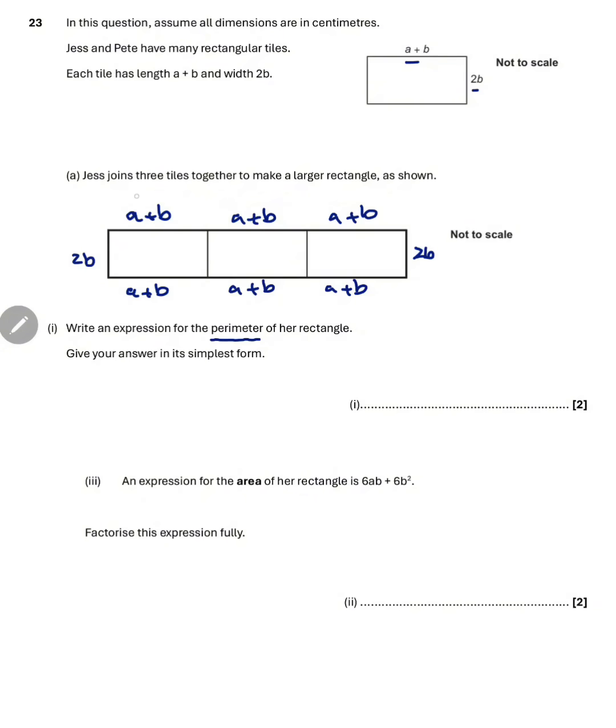So I'm just going to count up A's. 1, 2, 3, 4, 5, 6. We've got 6 A's. And then counting B's. 1, 2, 3, 4, 5, 6, 7, 8, 9, 10. We've got 10 B's. This simplest form bit just means if you put A plus A plus A plus A plus A plus A, you're not simplifying it. You will get marks for that, but I just counted them up and then put the answer at the end.